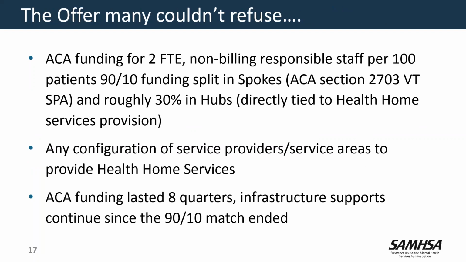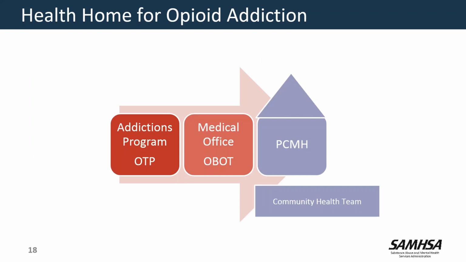We used ACA funding, as is indicated here, Section 2703. We got a state plan amendment to do this. For the first 8 quarters when this was enacted, there was a 90-10 funding split from the feds and a 70-30 split in the hubs. And after 8 quarters, we found that it was so successful financially that the state of Vermont is now funding the model on its own with Medicaid dollars through the state plan amendment.